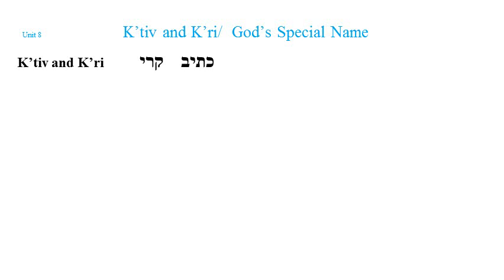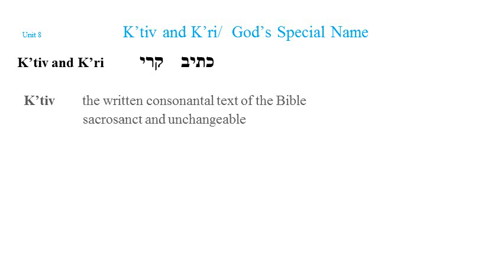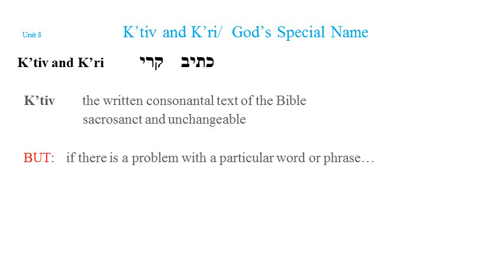One of the things that we need to deal with is something called the Ktiv and the Kri. The Ktiv is the written text. It is the consonantal text that we get presented with in the Bible. The text is considered sacrosanct and unchangeable. It is what we are given.